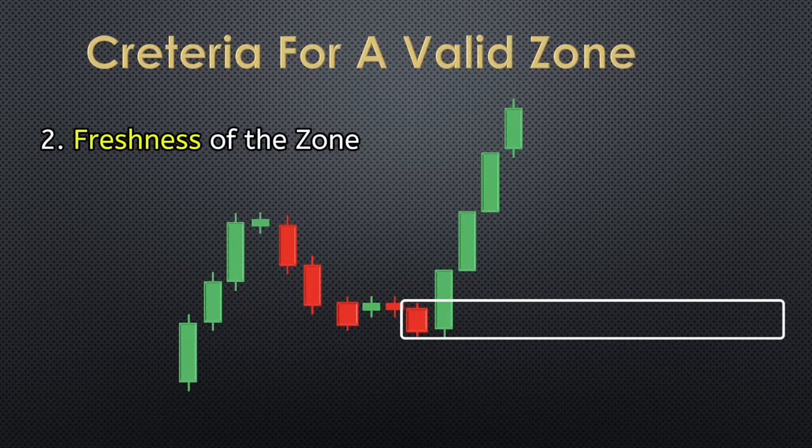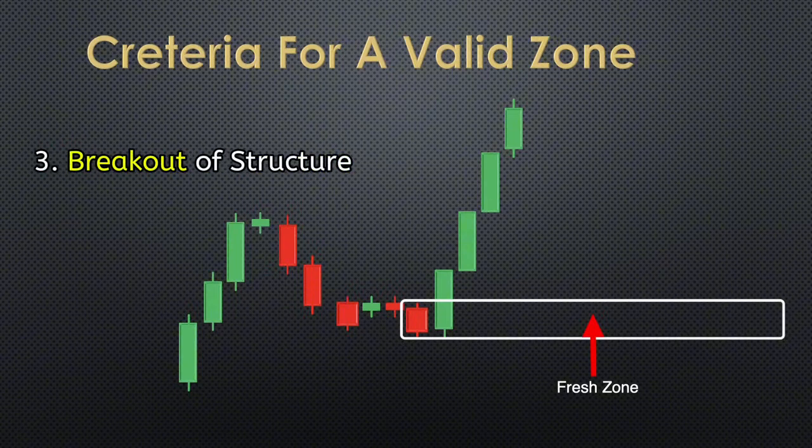The second factor is the freshness of the zone. Only focus on zones that have never been tested. The first test is your entry. When trading the 5-minute time frames, you'll come across a lot of zones, and this filter is essential. Fresh zones tend to respond positively, leading to profitable trades. Once a zone has been hit even once, it loses strength, so it's best to avoid zones that have already been tested.